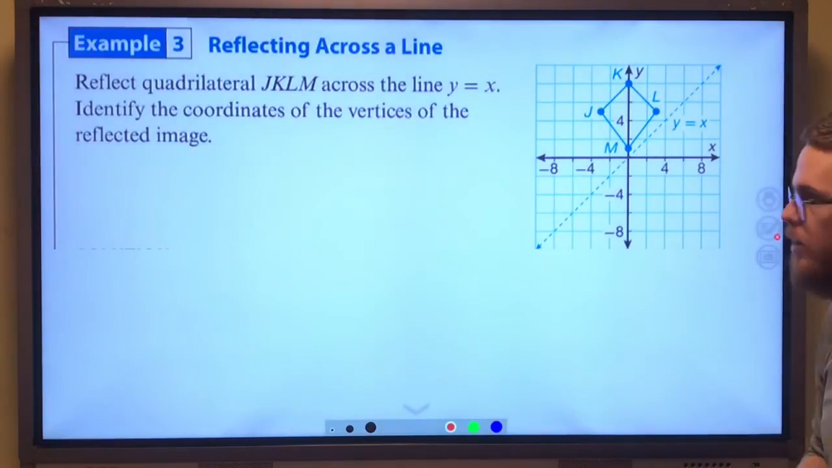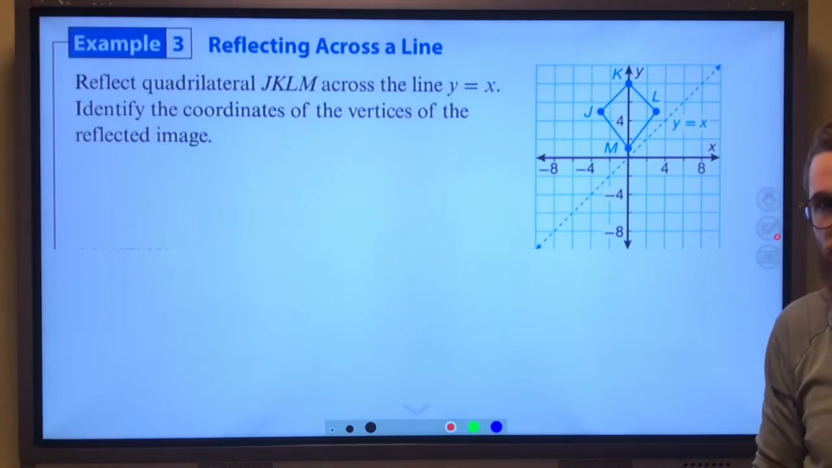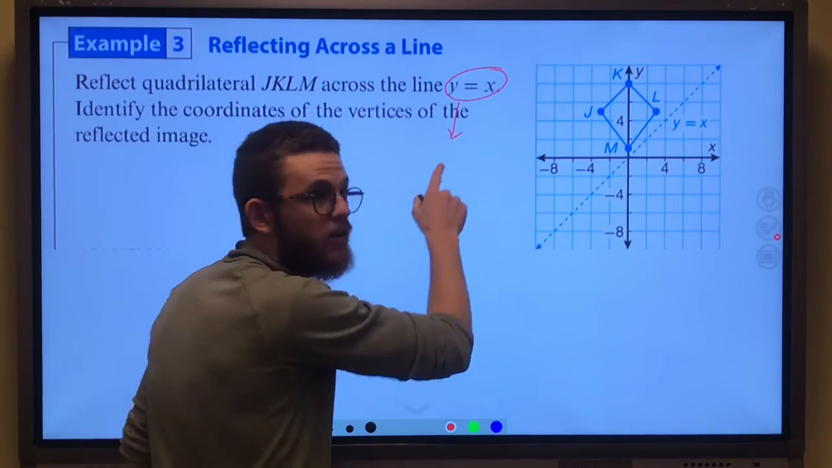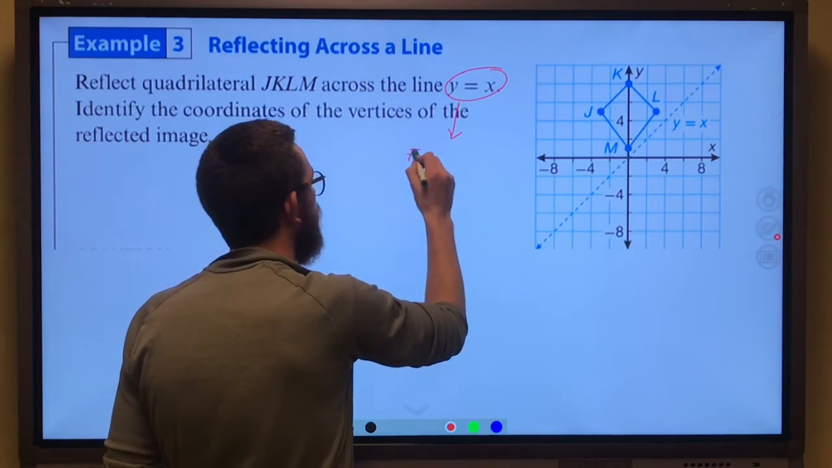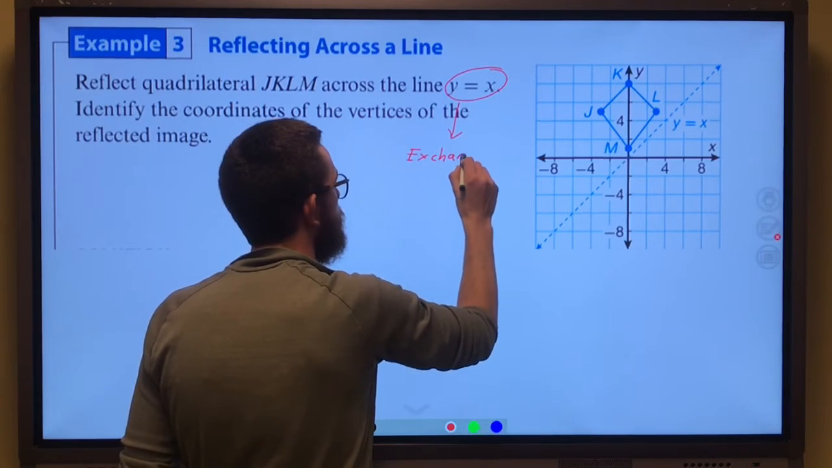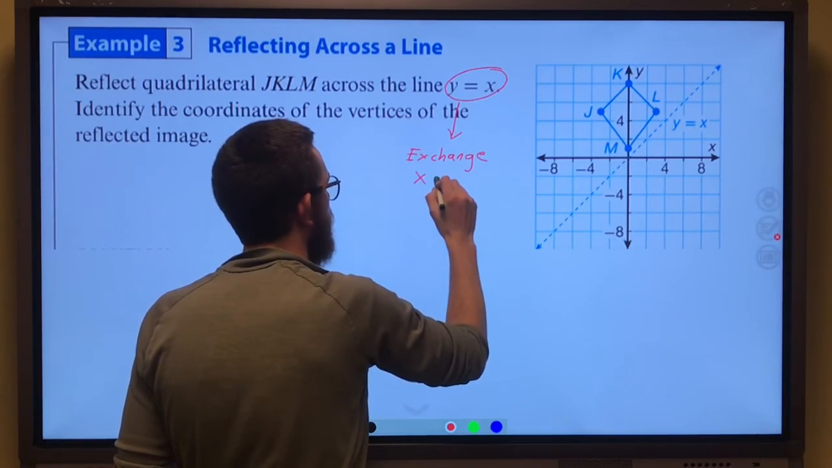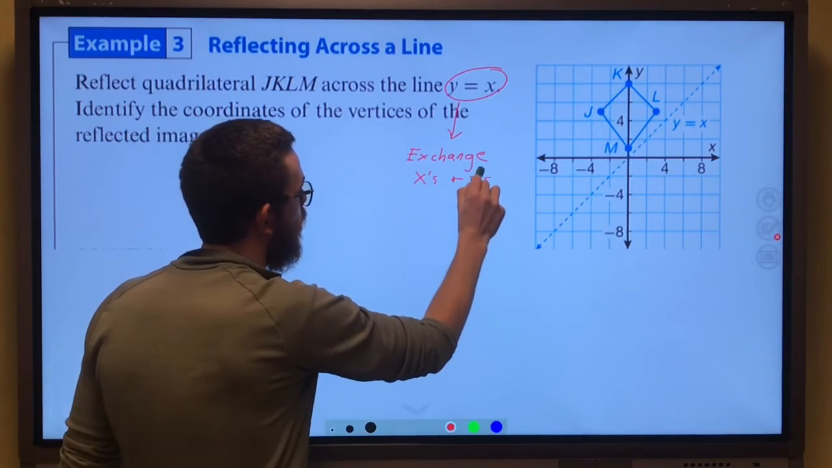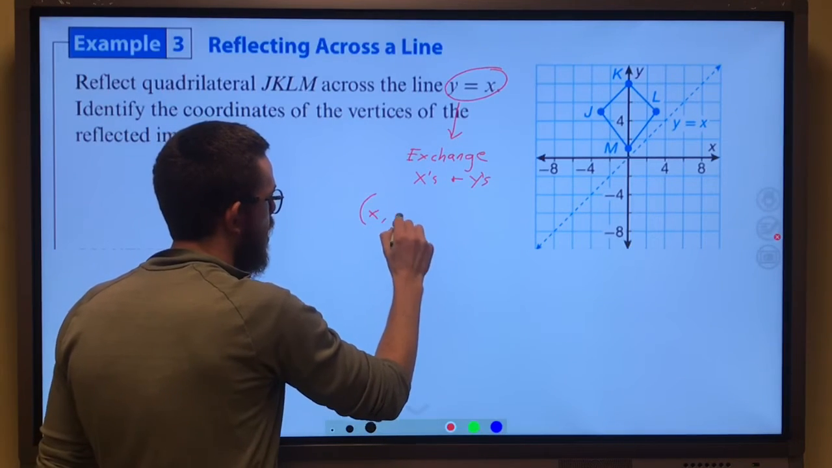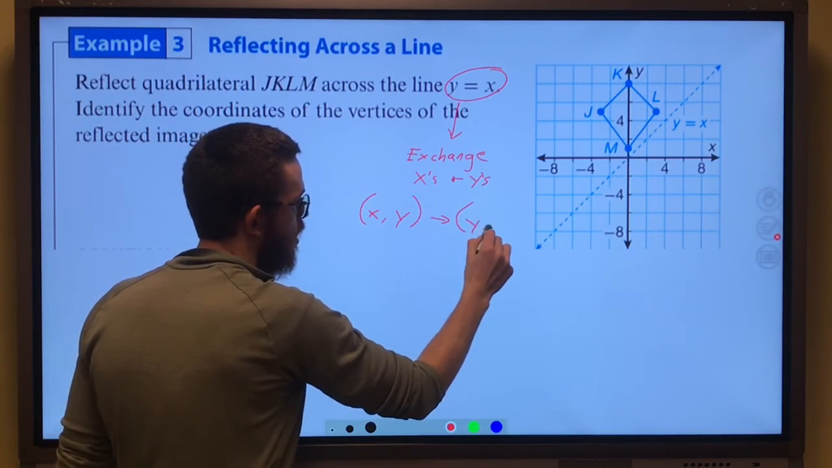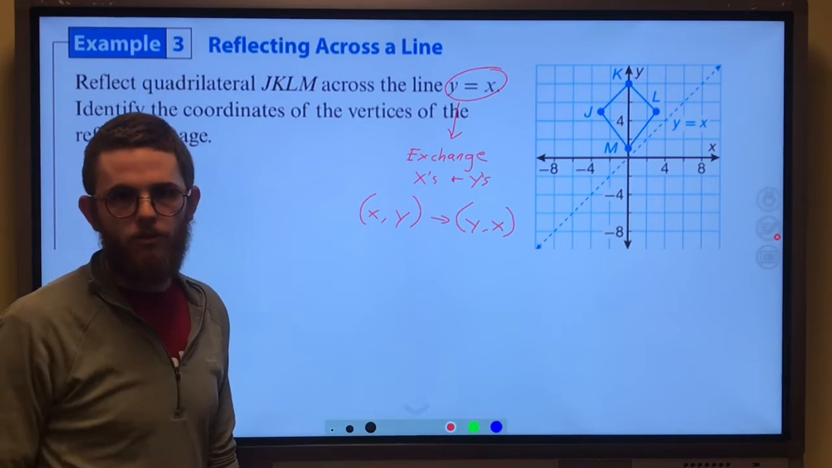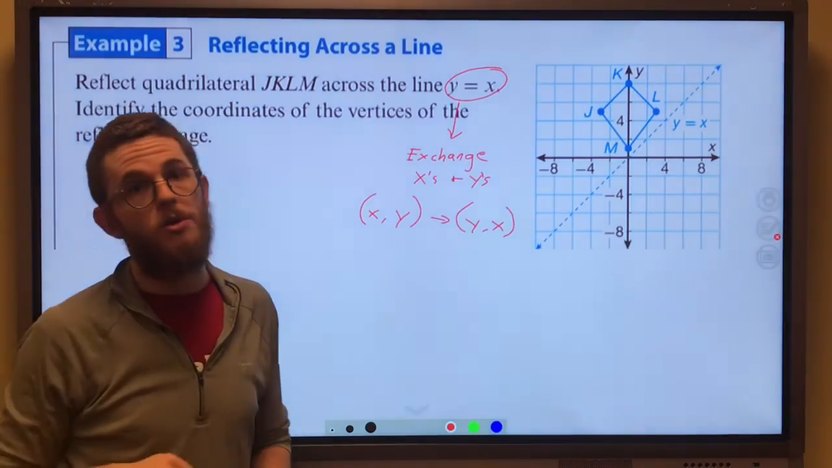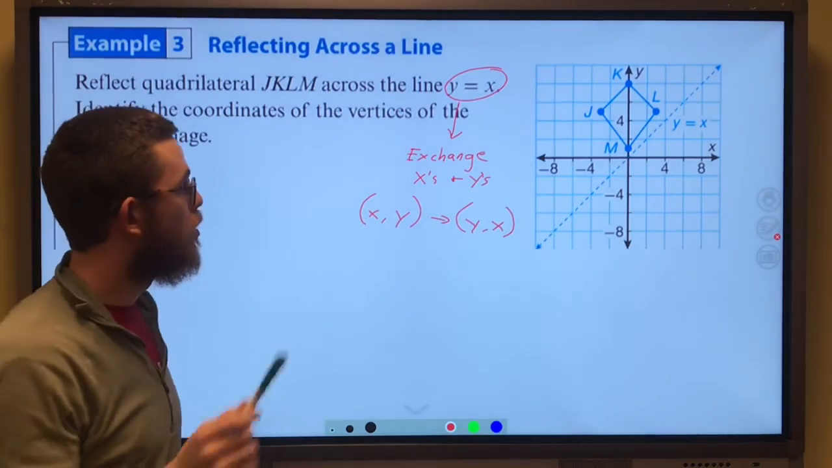But this is what I wanted to tell you. Have a little heart-to-heart here. If we want to reflect something across the line of reflection y equals x, we exchange the x's and y's. What do I mean by that? We'll take a look here at my mapping notation. (x, y) becomes (y, x). To reflect across y equals x, we exchange the x's and the y's. I want you to know that.